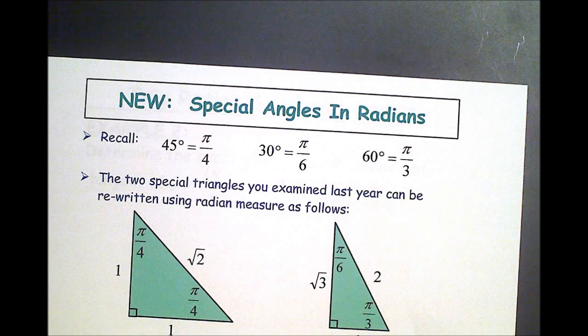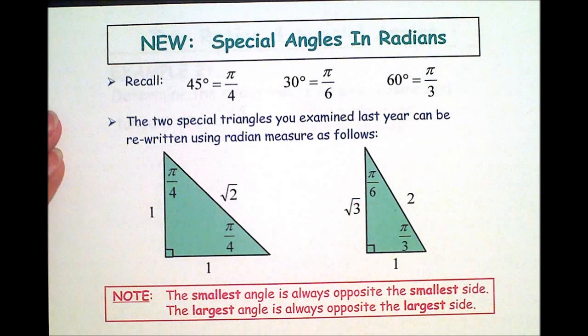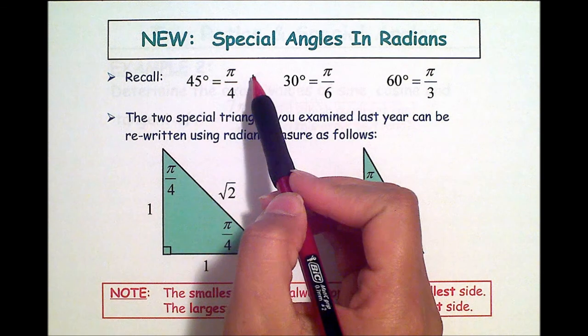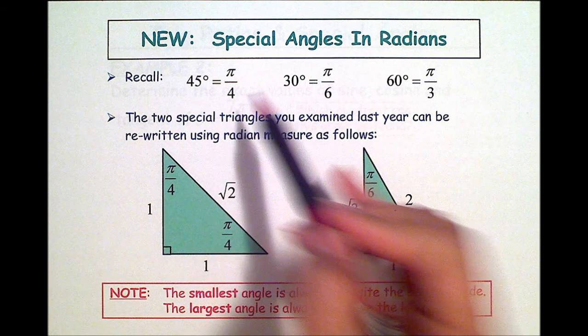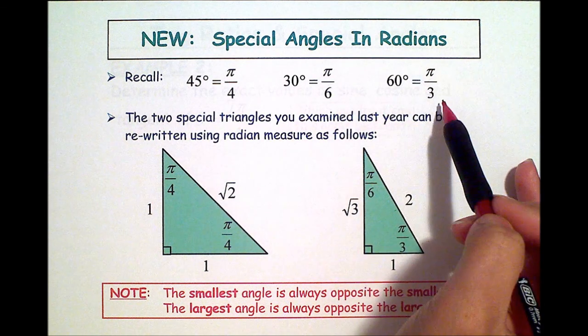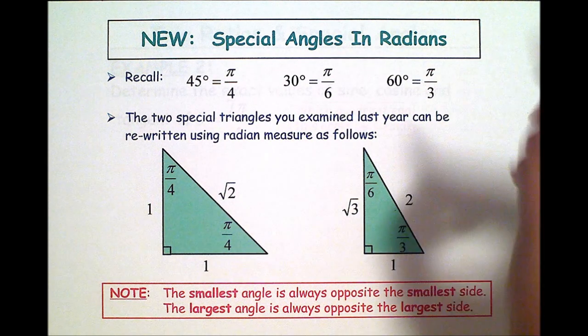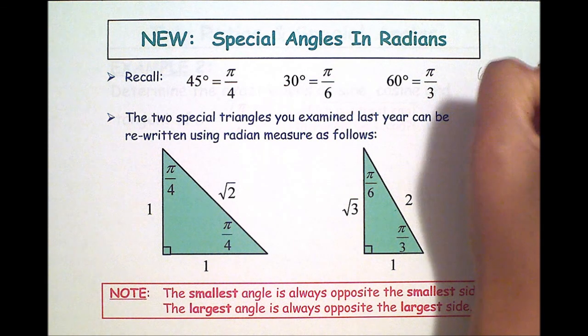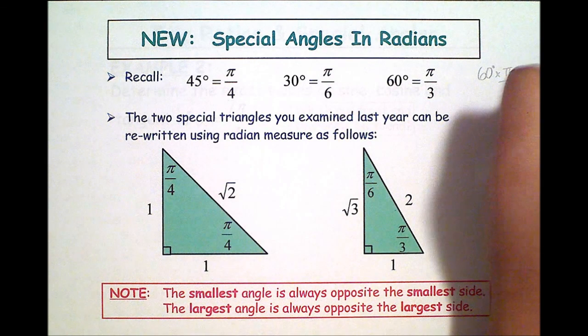Okay, and then we're going to look at the special angles in radians now. So remember that 45 degrees is equivalent to pi over 4, 30 degrees is equivalent to pi over 6, and 60 degrees is equivalent to pi over 3. Okay, and in case you forgot how to do that conversion, it's really easy. You're just multiplying it by pi over 180, and then it's just a matter of reducing it, and so this would give you pi over 3.